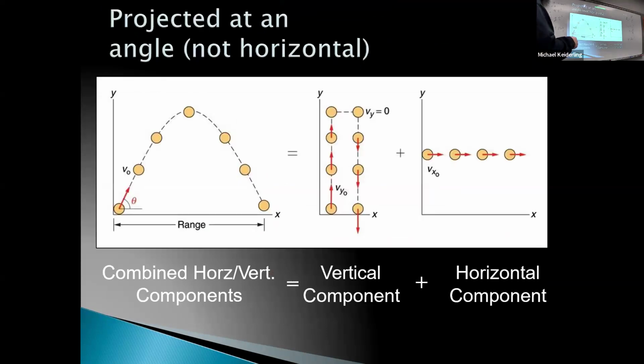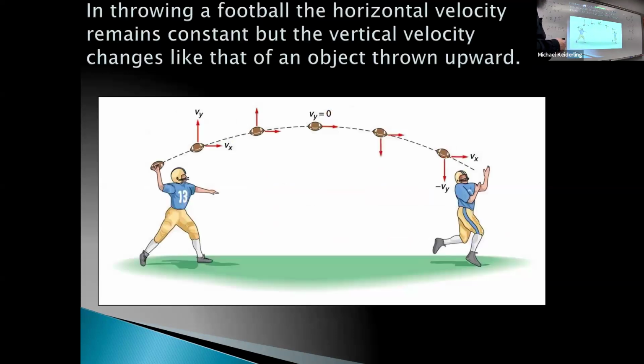And if you project it at an angle, you have a vertical component where it goes up and falls down, and you have a horizontal component where it travels at a constant velocity horizontally. So if you throw a football, the horizontal velocity will remain constant. The vertical velocity will change. It will start going up, become 0 at the peak, and then become negative. But you will actually end up at the same speed here as here.